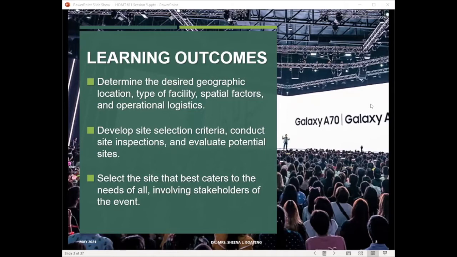And then finally, you'll be able to select the site that best caters to the needs of all involved stakeholders of the event. Because as we have learned in the previous sessions, stakeholders play a key role in event planning and execution. So in selecting the site for the event, we need to consider the needs and requirements of each of the stakeholders to ensure that we choose a location that is the best fit for all the people concerned. So these are the learning outcomes for today's session.